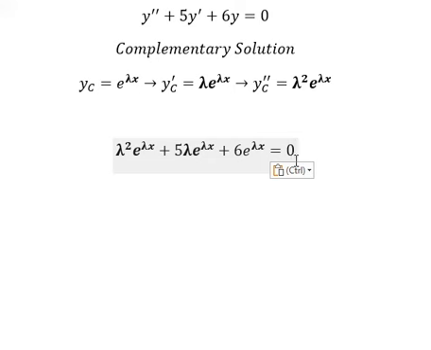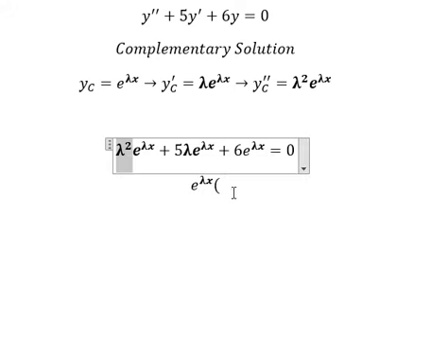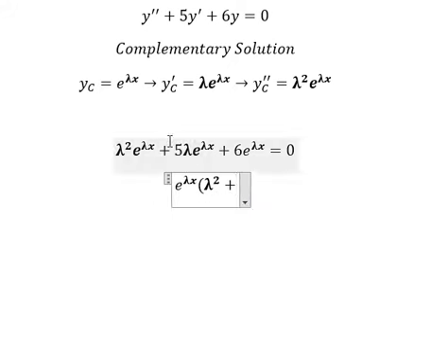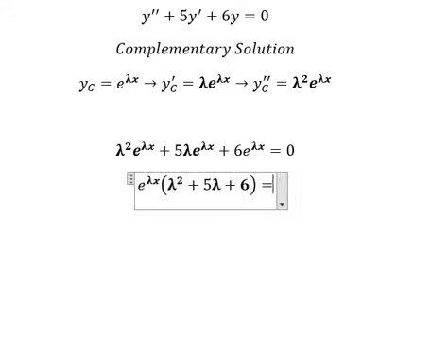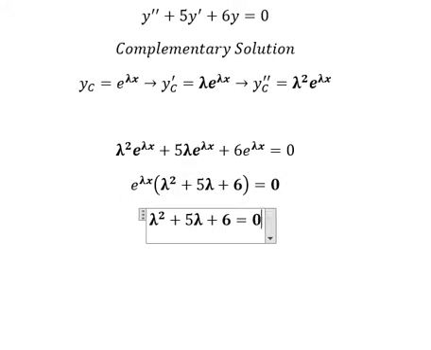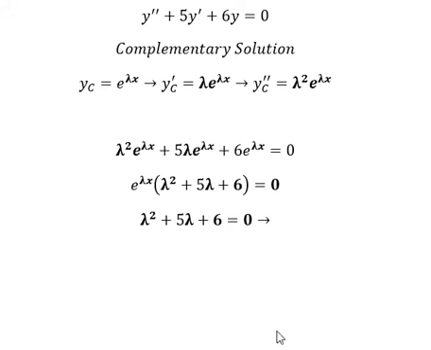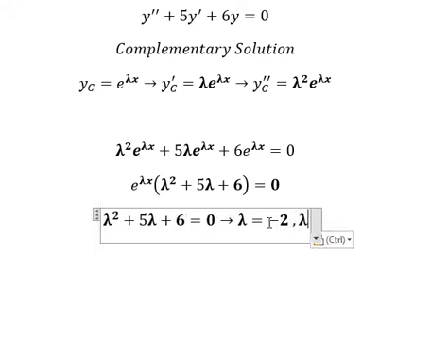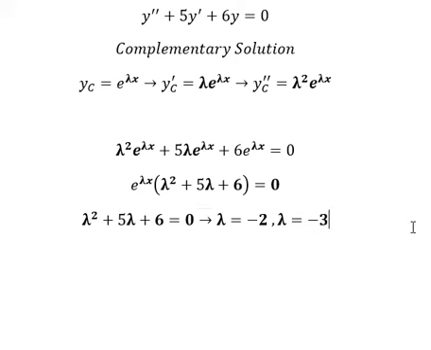Now we can do factorization by e to the power of lambda s. So we have lambda square plus 5 lambda plus number 6 equals number 0. And now we need to find the solutions of this one. So we have two solutions: lambda equals negative number 2 and lambda equals negative number 3.